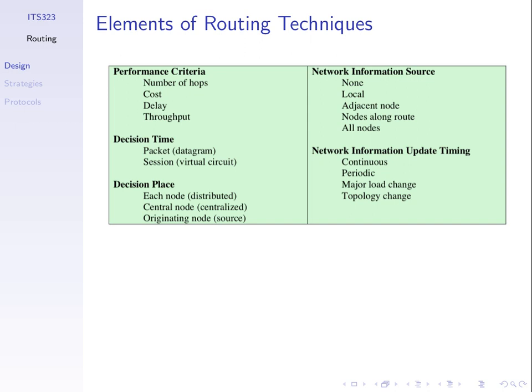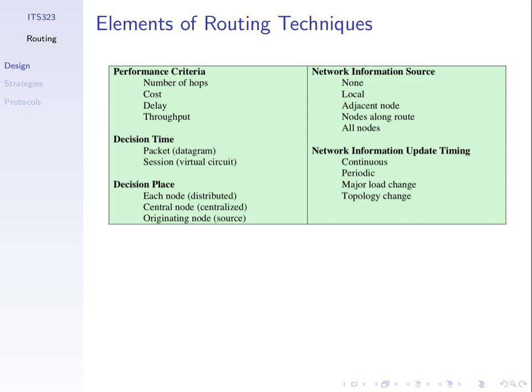Another one may be throughput. I care about transferring a lot of data across the path from source A to destination B. Then if we can assign costs which are related to the throughput, choose a path which gives us the highest throughput. Okay. So those are examples of some performance criteria that we use to assign cost to links. We need some way to get a number, a cost to a link. Once we've got that, we can use an algorithm to calculate the least cost path.